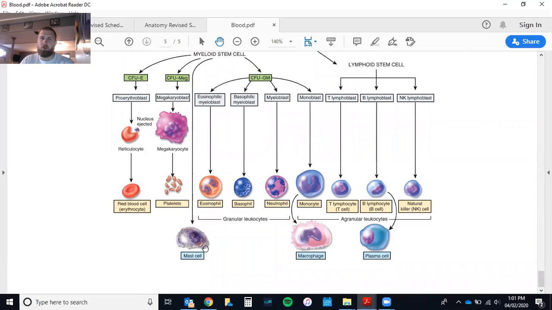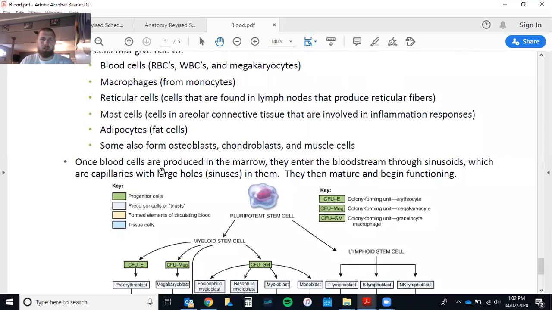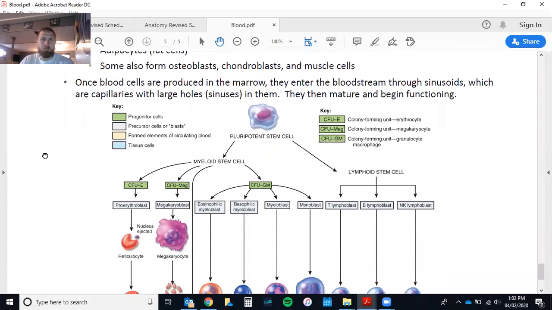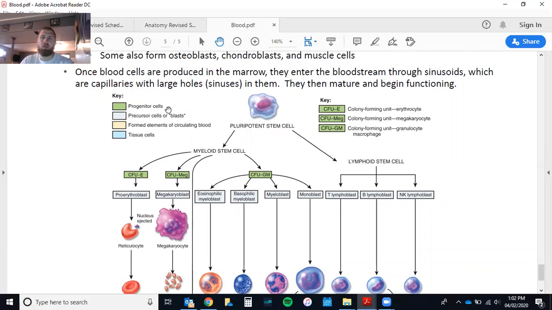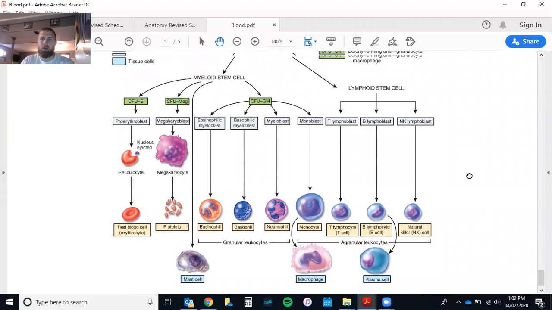Which you can see here, we don't show any of those. We're just showing off the blood cells, red blood cells, the platelets from the megakaryocytes, all the different types of white blood cells. We do show plasma cells from the B lymphocytes, the macrophages from the monocytes, and I guess we do show one of those, the mast cells, but we don't show the others. Anyway, once those blood cells are produced in the marrow, they can enter the bloodstream through what we call sinusoids, which are capillaries that just have these really big holes or sinuses in them, where those cells can then begin to mature and function.